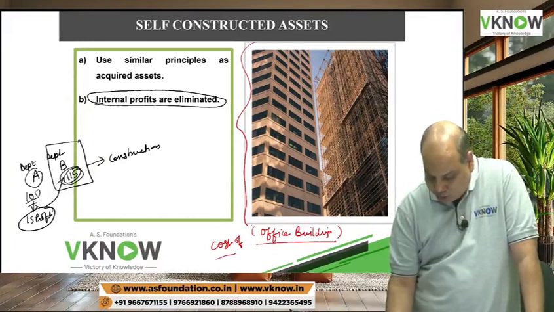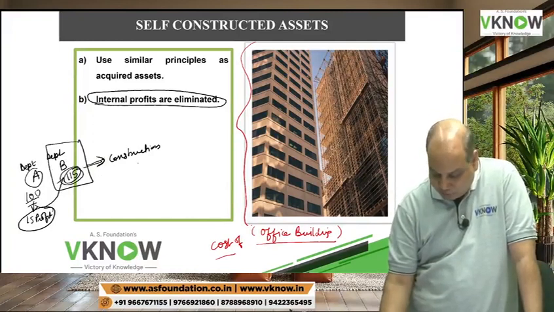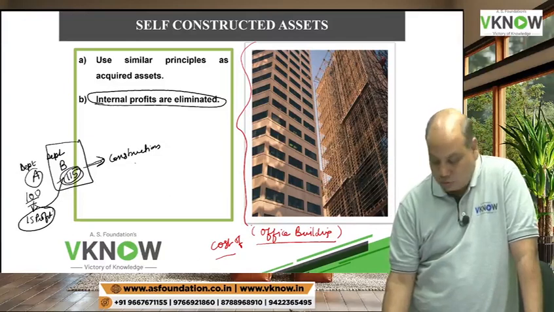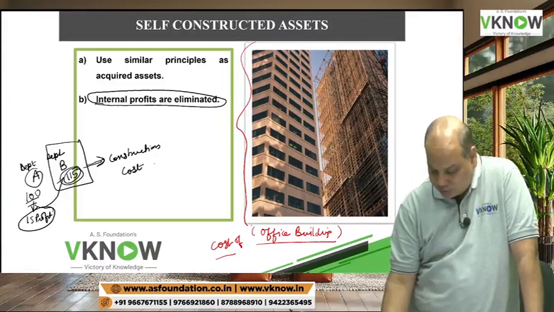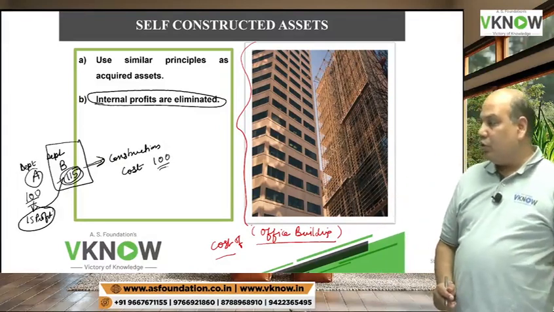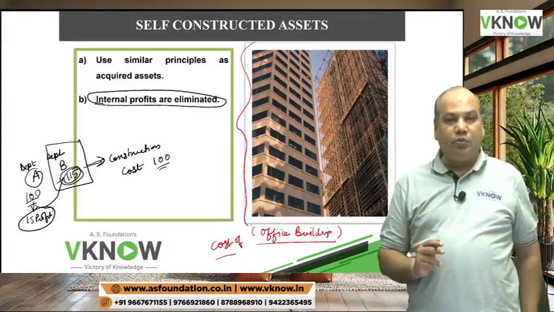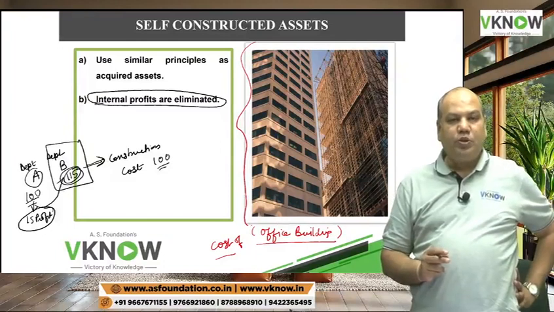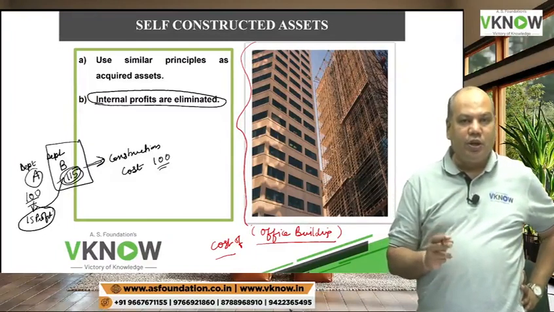Department B uses this material for construction purposes. How much will you consider as cost? You will consider 100 rupees as cost. You will not consider 115 rupees because 15 rupees is internally generated profit.